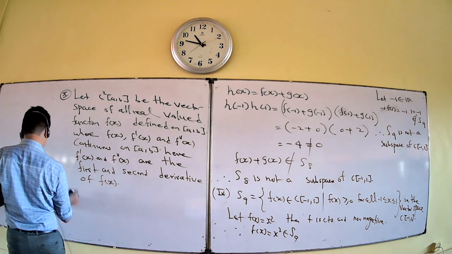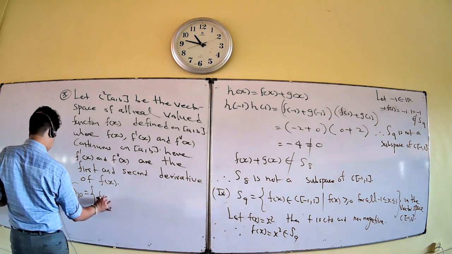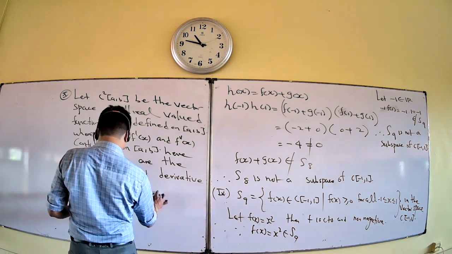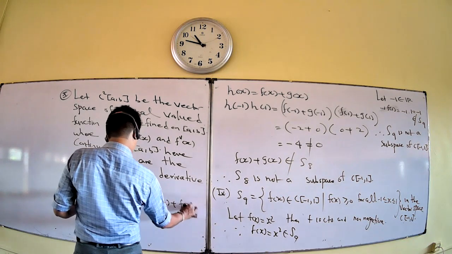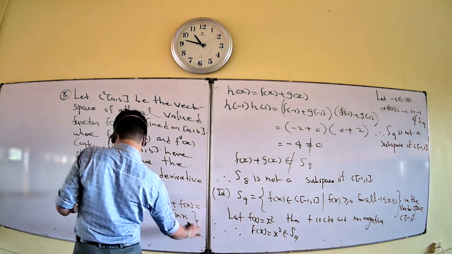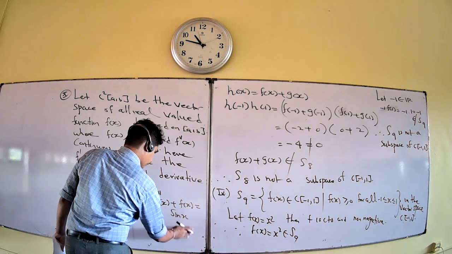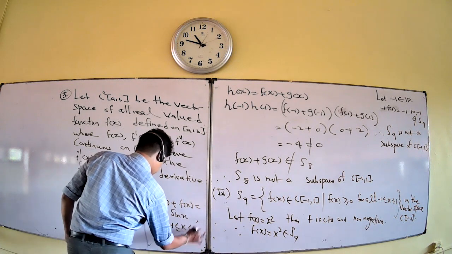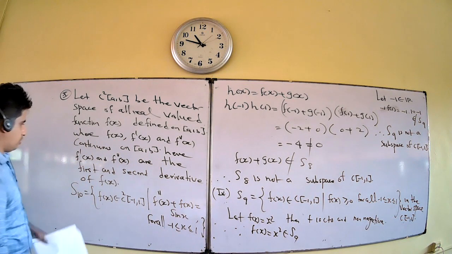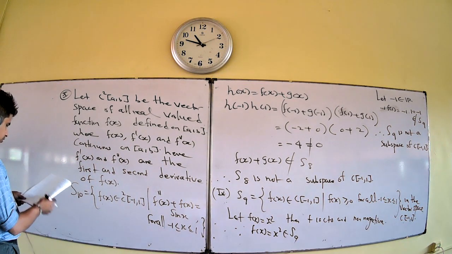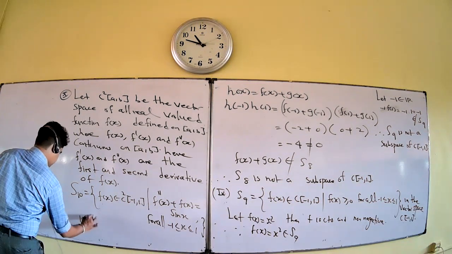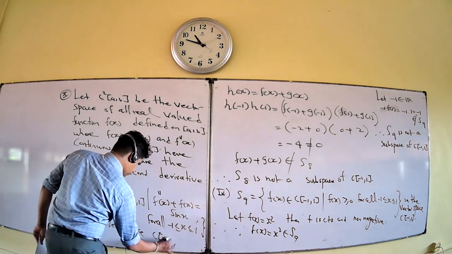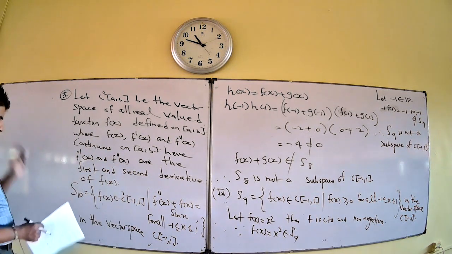So S10: f of x in C squared of minus 1 plus 1, with f double dash of x plus f of x equals sin x for all x with minus 1 less than or equal to x less than or equal to plus 1, in the vector space C squared of minus 1 plus 1.